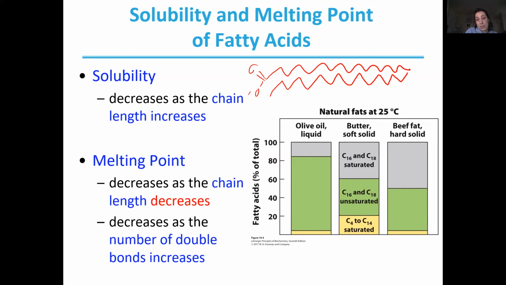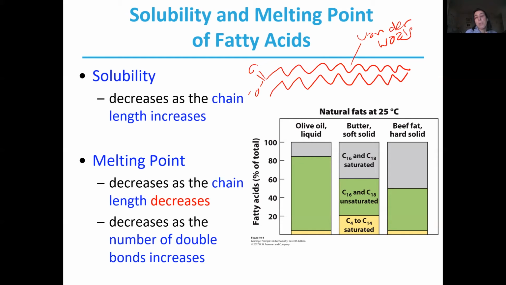And this is because of van der Waals. We talked about this at the beginning of the semester. So just remembering our types of intermolecular forces. When you have these very, very long molecules with lots of surface area that are hydrophobic, they actually interact with each other. They pack with each other very well. And because of this, it makes them a little bit harder to pull apart. Remember, when we're melting, we're pulling them apart. So the longer they become, the higher the melting point, and the shorter they are, the lower the melting point.